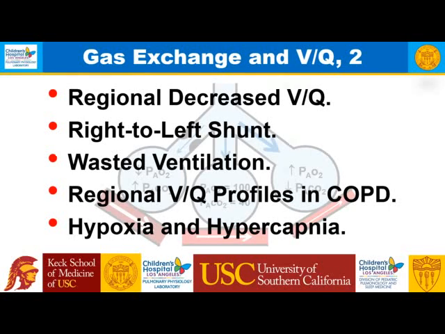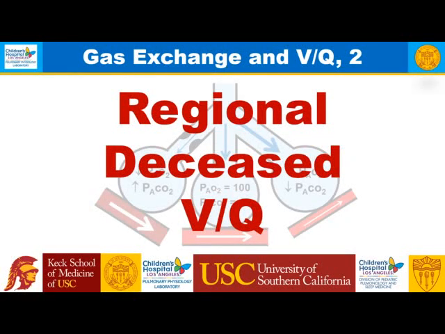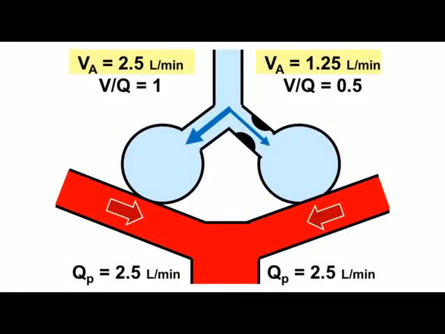Regionally decreased VQ, right to left shunts, wasted ventilation. For fun, the regional VQ profiles in chronic obstructive pulmonary disease, and finally, hypoxia and hypercapnia. So, regionally decreased VQ. We used this example last time. Let me just remind you.